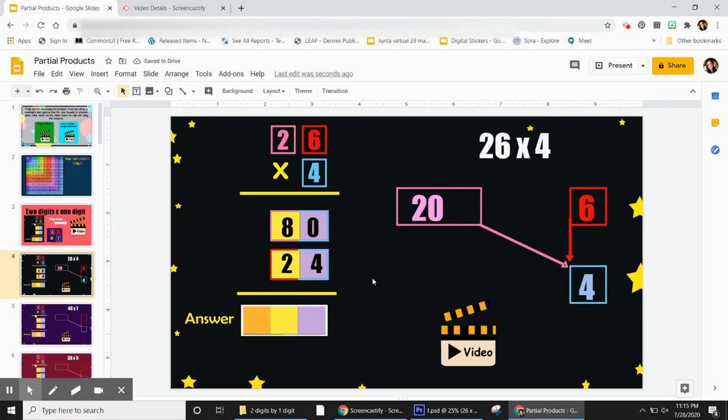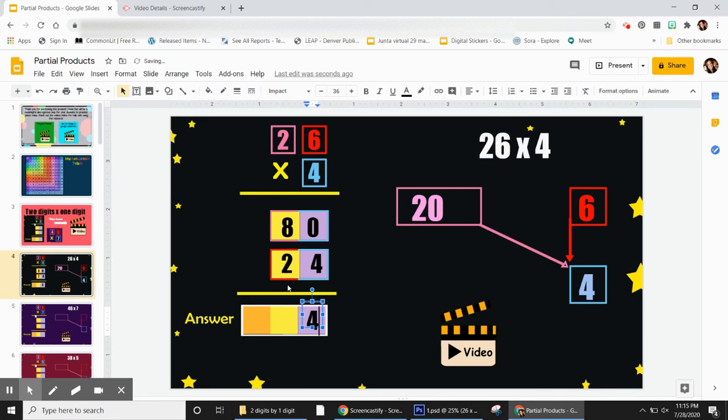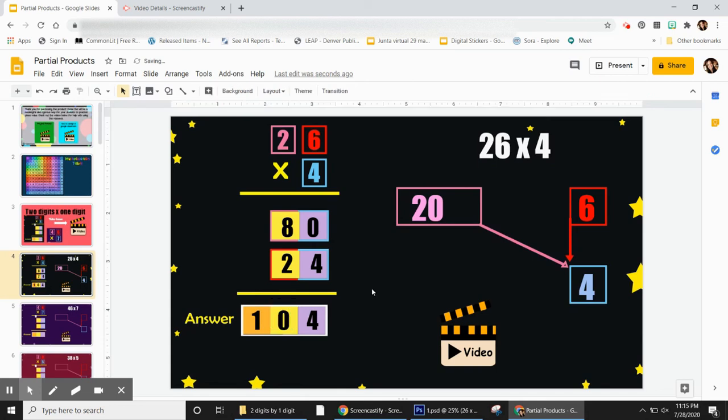Basically, what we just did is the 20 times 4 and then the 6 times 4, and then we're just going to add it together and then you're done, which is really nice. When you're adding, make sure it's lined up and you're going down the columns. So 0 plus 4 is 4, and 8 plus 2 is 10. So I'm going to write my 10 like this. And the answer is 104.